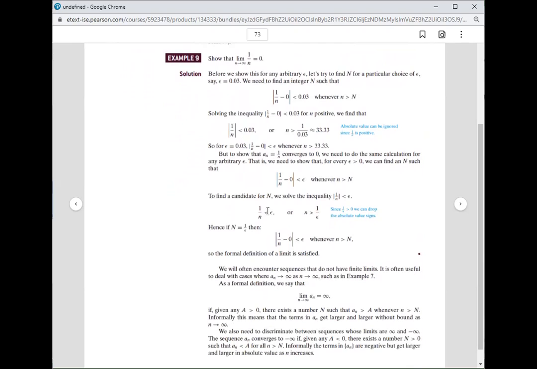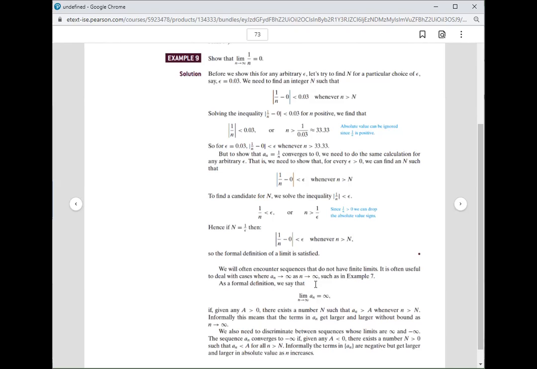From here you can see that an converges to 0 if n is greater than 1 over epsilon. So if N equals 1 over epsilon, then this can happen whenever n is greater than N. Okay, so the formal definition of the limit is satisfied.